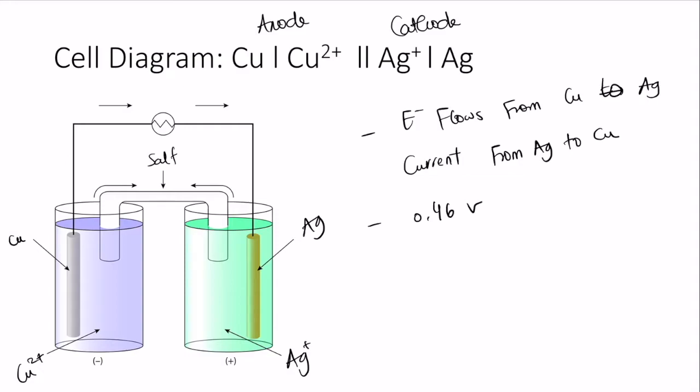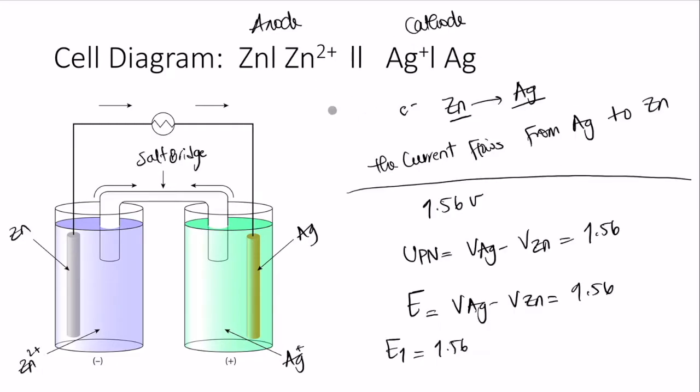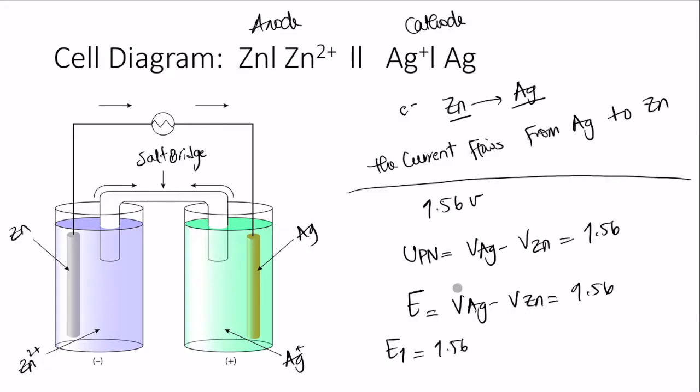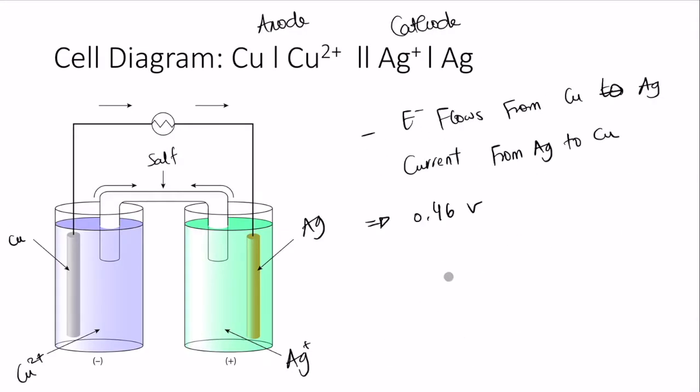When we change the elements, the previous one we had Zn with Ag. Now we change it, it becomes copper with Ag. When we change the elements, the voltage is changed. Now we have 0.46. The previous one was 1.56. So the electromotive force is changing whenever we are changing the element.